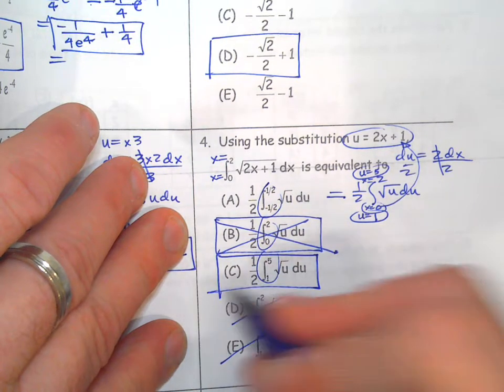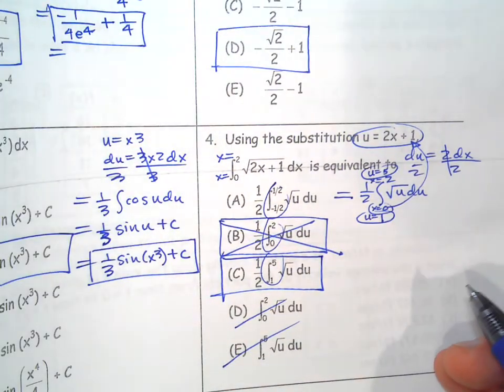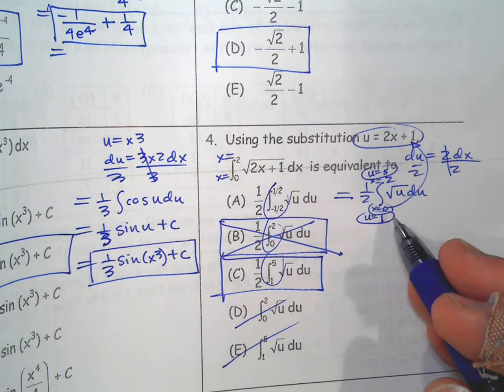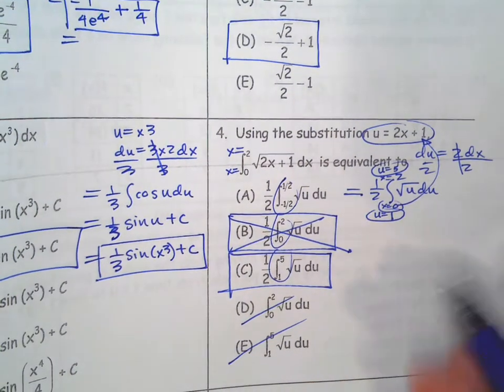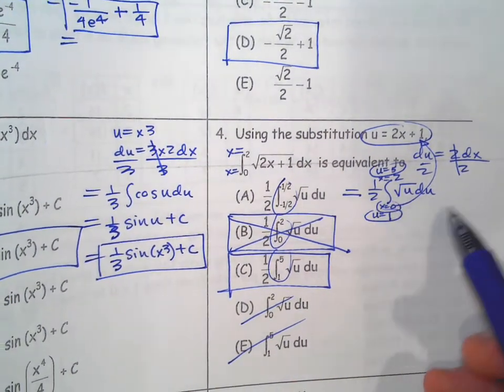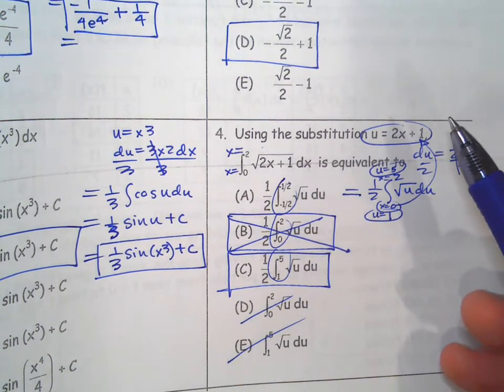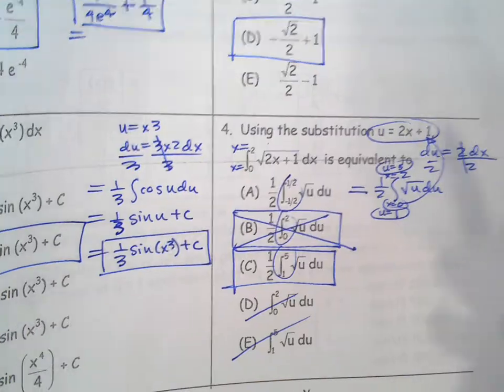This one. So if you're picking an answer with all the u stuff in it still, that hasn't been changed back to x, then you have to change the x limits to u limits. I usually don't change them, and instead change everything back to x and then finish the problem with the original limits, which you don't have to do.